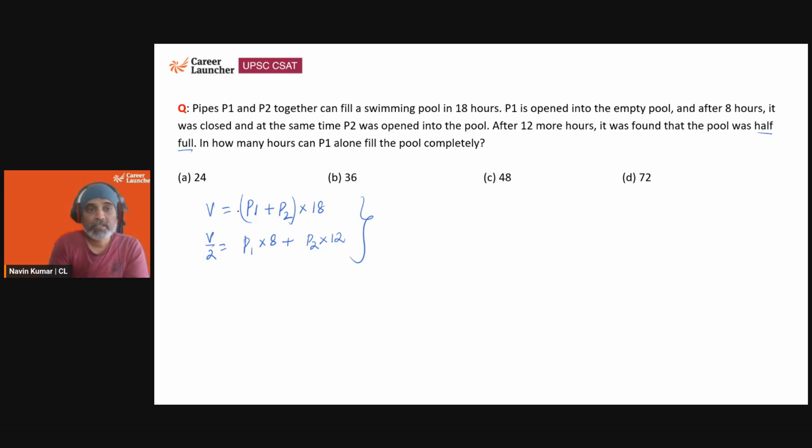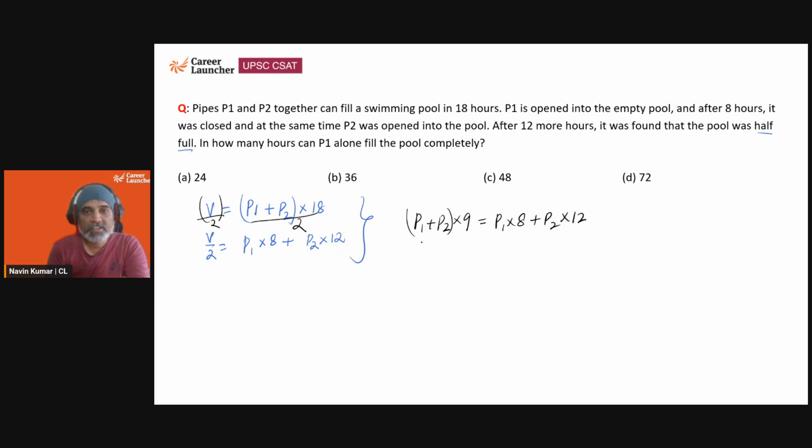For that, what I'm going to do is I'm going to write down, I'll take the V from here and I will half it so that I can equate. So my LHS is going to be P1 plus P2. 18 by 2 is 9, and we will have P1 into 8 plus P2 into 12.